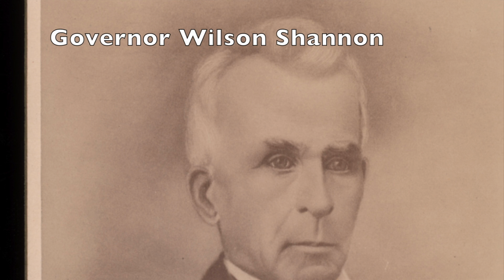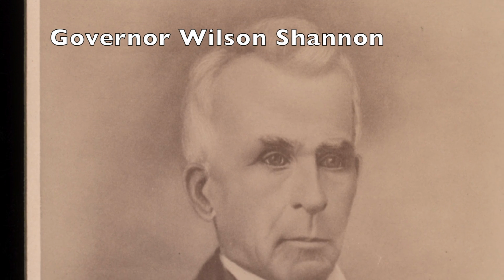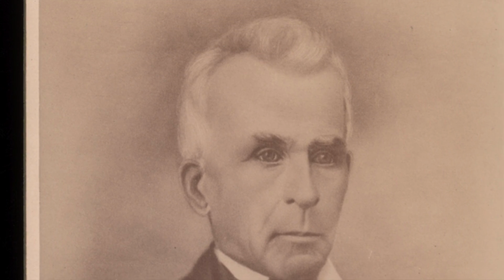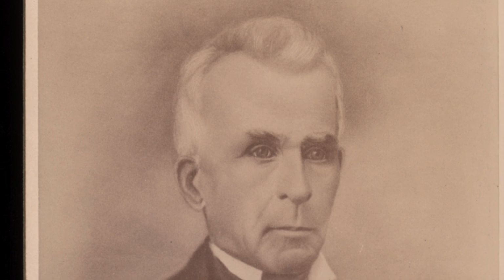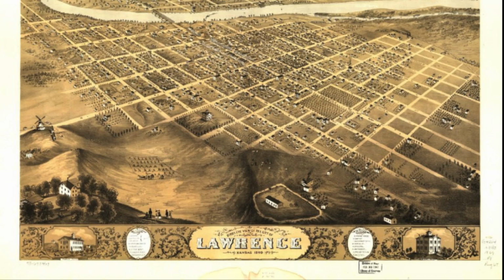Pro-slavery Jones asked Governor Wilson Shannon to send out the militia, which contained 2,000 Missourians who were bent on destroying Lawrence instead of bringing justice. The town formed its own militia and Branson left.